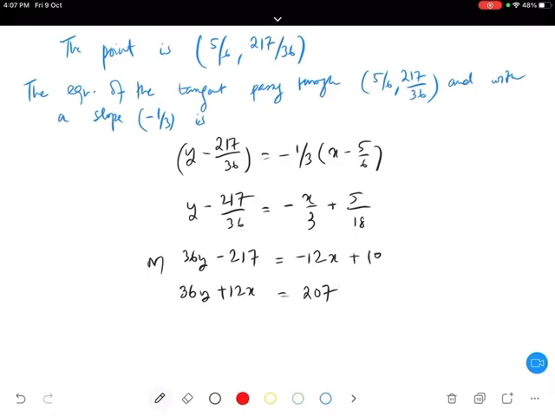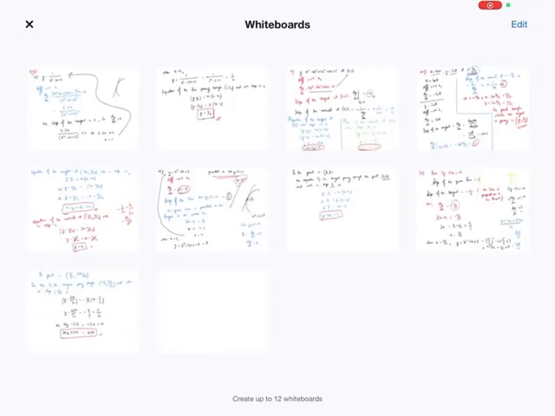Okay. So that's my equation of the tangent, which is perpendicular to that given line. So this is done. Let me go to the next question. So what is the next question? That is question number 16.